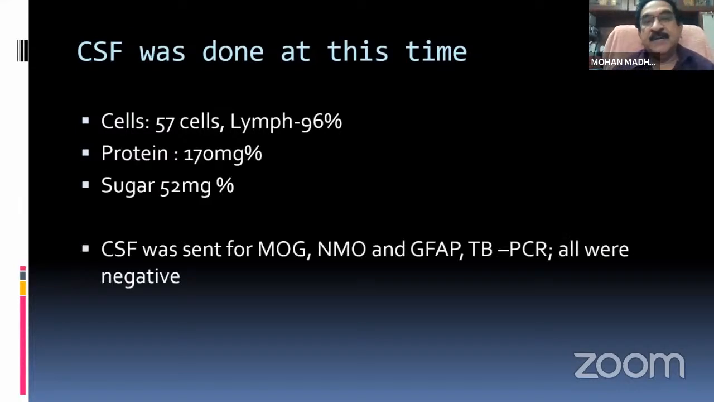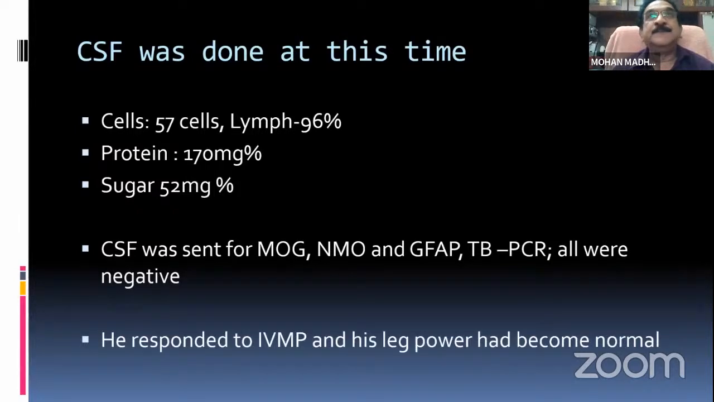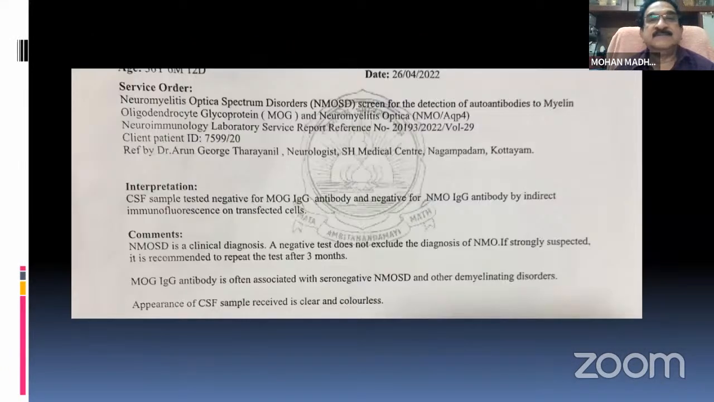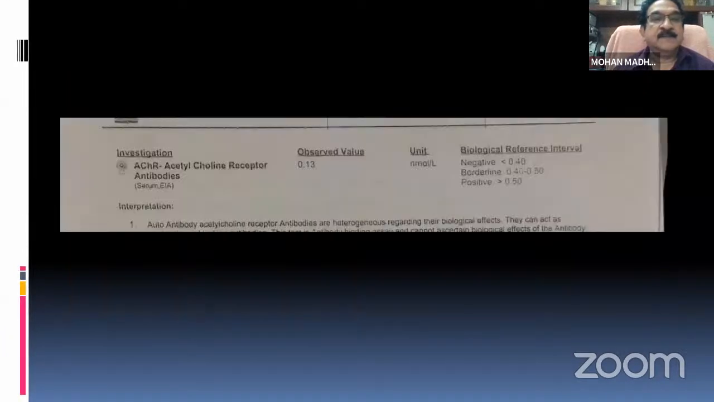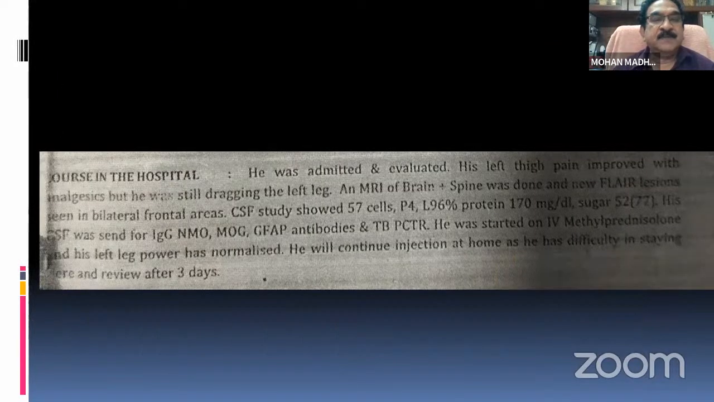CSF was sent for MOG, NMO, GFAP, because we had a suspicion about GFAP encephalitis. TB PCR, all were negative. He responded to IVMP and his leg power had become normal. This is the repeat NMO which was done. Then HIV, HCV negative. So, during the course in hospital, he was admitted and evaluated. Left thigh pain improved with analgesics, but he was still dragging his left leg.